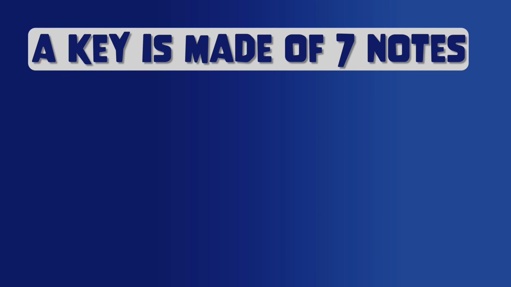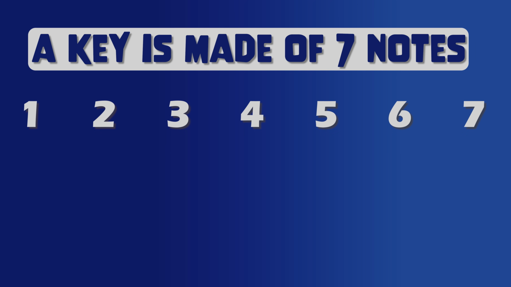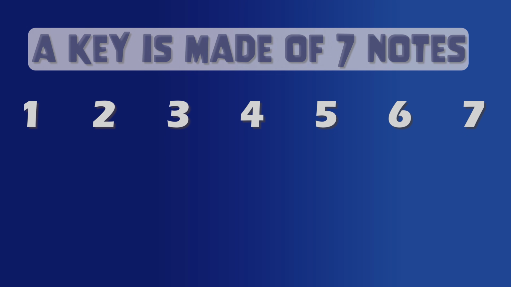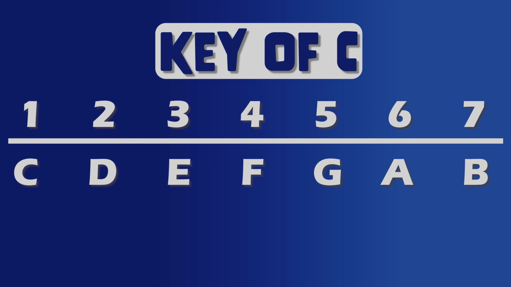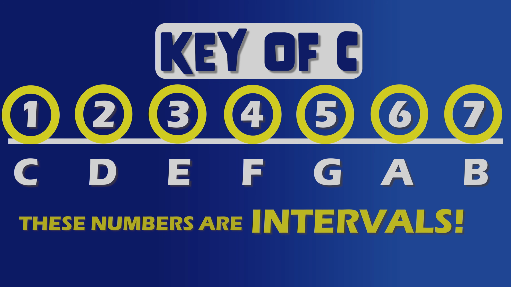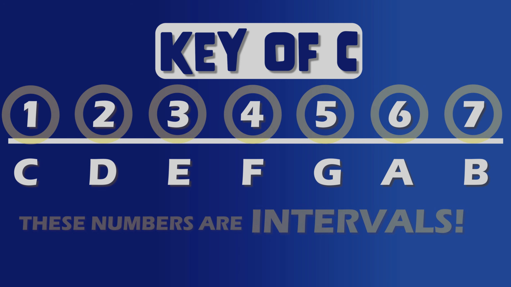Okay, so what's an interval? A key has 7 unique notes, and we refer to each of those notes by a number, 1 through 7. And that number is just determined by the order in which they appear in that key. So let's take the key of C. You have C, D, E, F, G, A, B. 7 unique notes. So if we say the 7 of C, we're talking about the B.